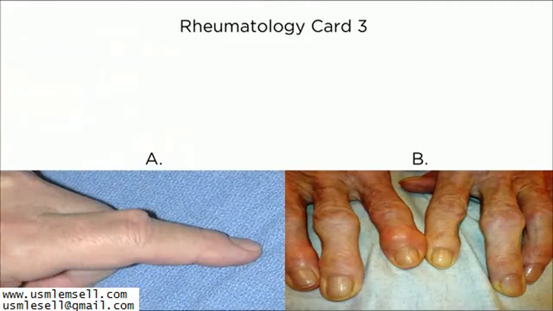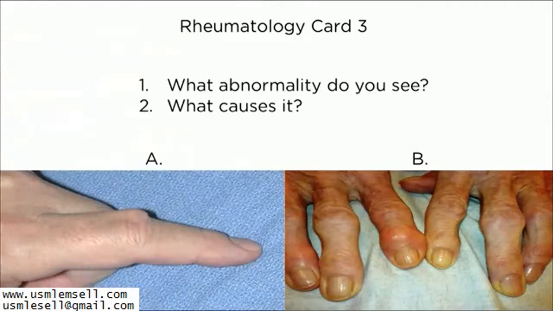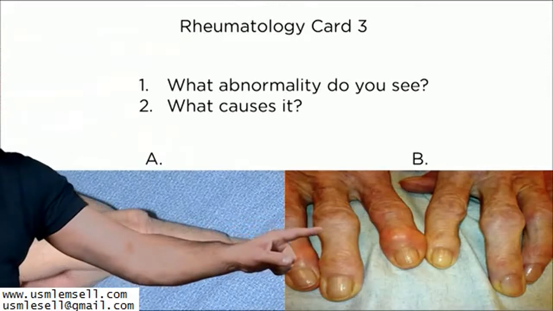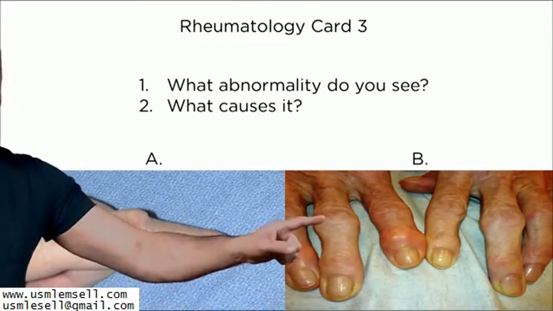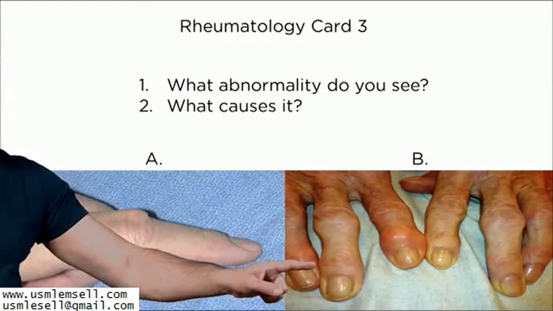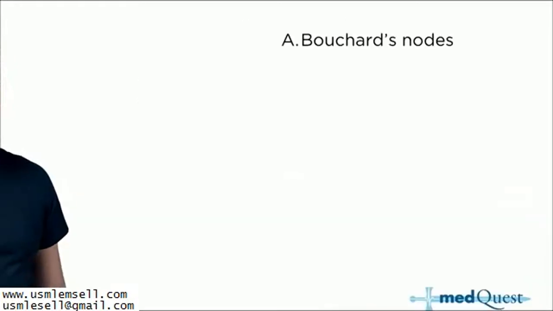Which of these is which? Let's see. Okay, what do you see on the left? What do you see on the right? What you see on the left is Bouchard's nodes. What do you see on the right? These are Heberden's nodes. These are outcroppings of the distal interphalangeal joints. So on the left, you see Bouchard's nodes.